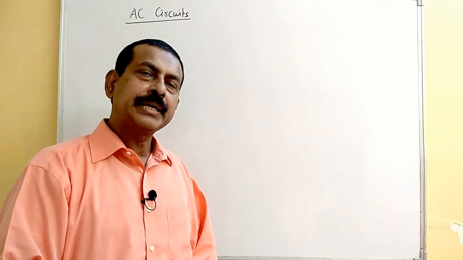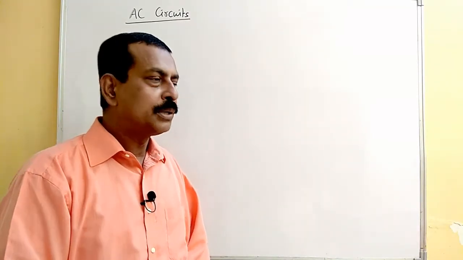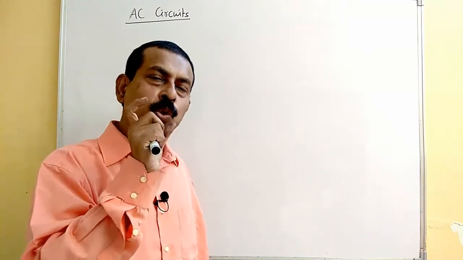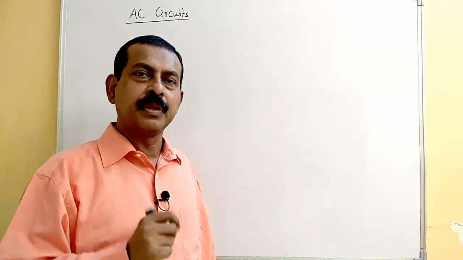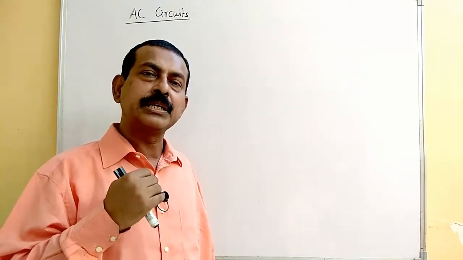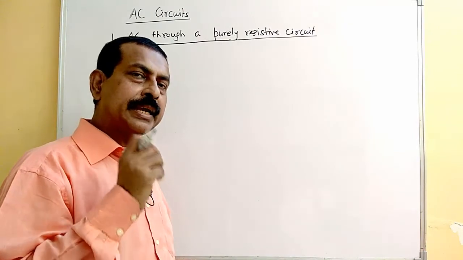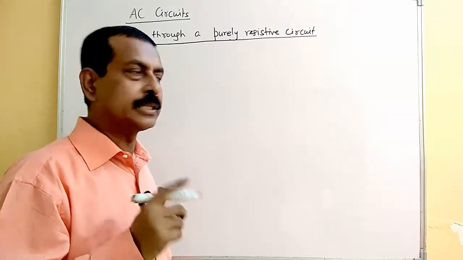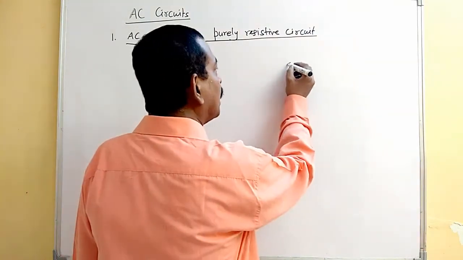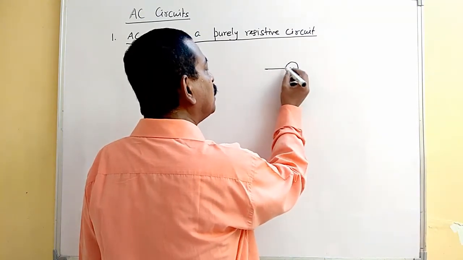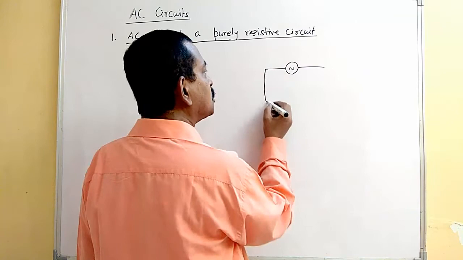Let's now take AC circuits. In this one, we will take AC through a purely resistive circuit, AC through a purely inductive circuit, and AC through a purely capacitive circuit. Let's first take AC through a purely resistive circuit. That means we have an AC source and we connect it to a resistor.